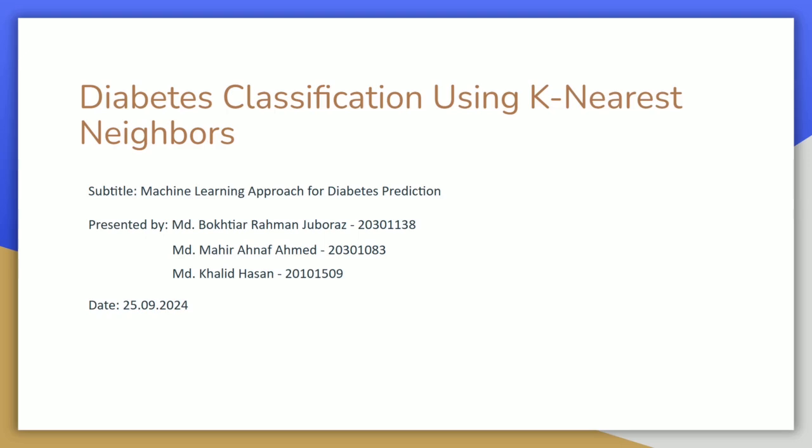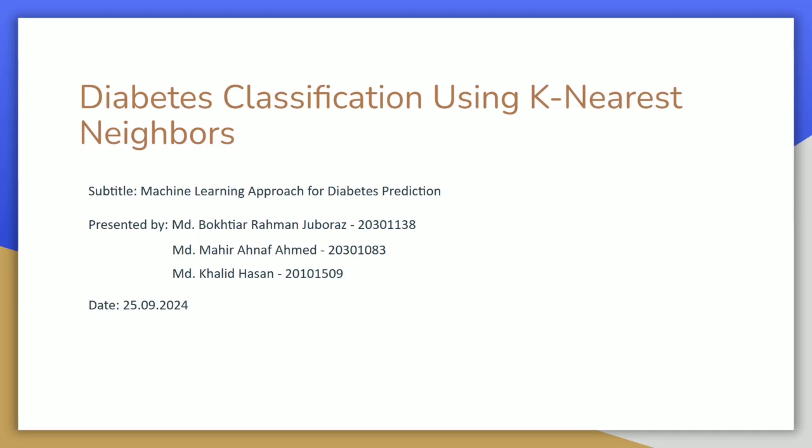Before we dive into the technical details, it's important to understand why this project holds immense value in the field of healthcare. Diabetes is a chronic disease affecting over 422 million people worldwide, with the numbers continuing to rise. Without timely diagnosis and intervention, diabetes can lead to severe health complications like heart disease, kidney failure, and nerve damage.